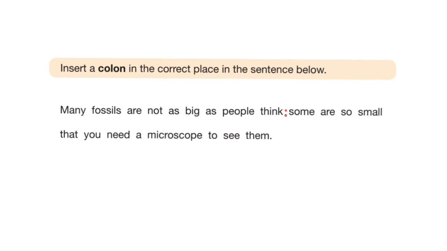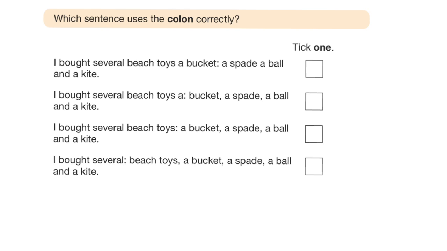Let's have a go at another. This question is asking you which one uses the colon correctly. Read through, have a think. Hopefully you identified it was this fourth one. I bought several beach toys: a bucket, a spade, a ball and a kite. Here the colon is being used to introduce a list. I'm listing the things that I'm taking to the beach, or the things that I bought for the beach.